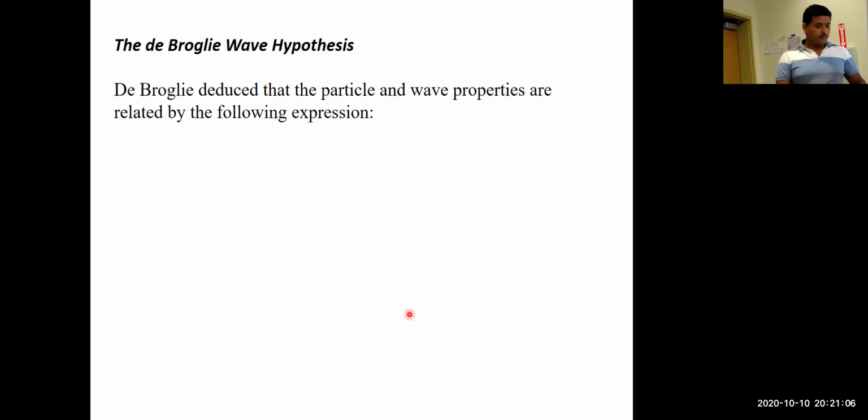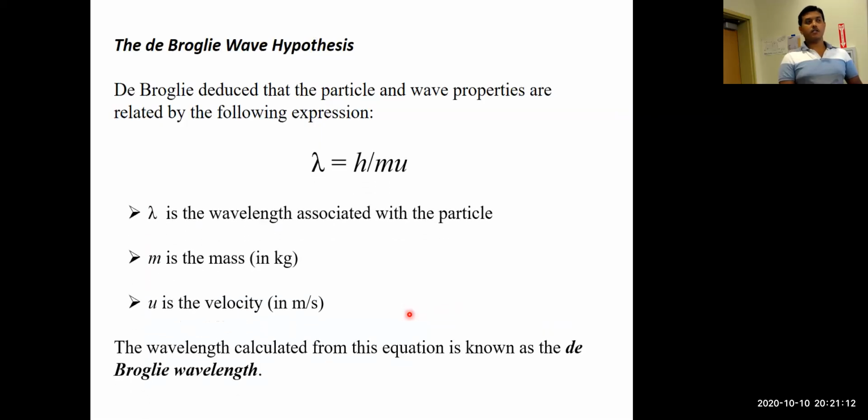All right. Based on his proposal that electrons travel in the form of a wave around the nucleus, he came up with a formula to identify the wavelength of an electron. This equation is for the wavelength of an electron. Lambda is the wavelength associated with the particle, m is the mass in kilograms, and u is the velocity.